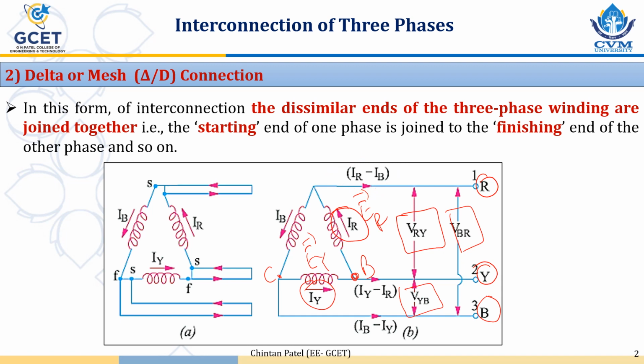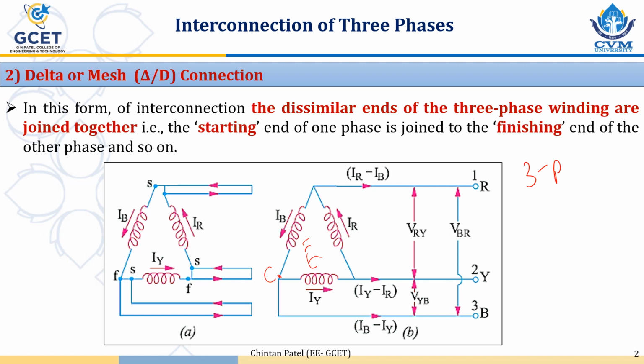the star connected network is three-phase four-wire system. The star connected network is called a three-phase four-wire system, because three-phase wire and one neutral wire, total four conductors are there. In the delta, it is three-phase three-wire system. So the delta is called three-phase three-wire system.